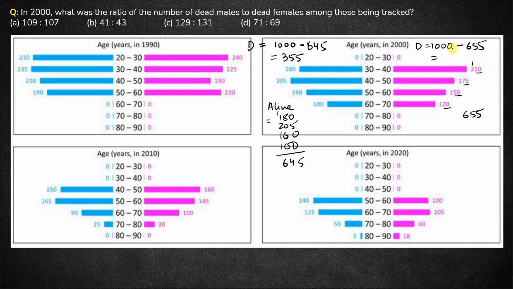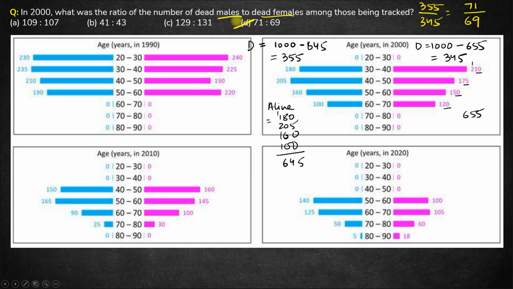So the number of females which are dead is 345. So the required answer here will be the number of dead males to dead females, which is 355 is to 345. Common factor of 5, eliminating 5, this becomes 71 and this becomes 69. So the correct ratio is option D, 71 is to 69.